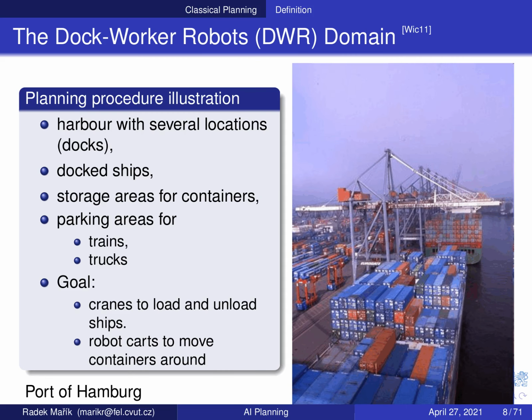An example from the domain of dock worker robots, for example, in the port of Hamburg, where the harbor has several locations, docks, in which there are docked ships. Then there is a storage area with the containers and many, let's say, vehicles like trains, trucks that move containers back and forth. And the goal is that the cranes load or unload ships and the robot carts move containers around.